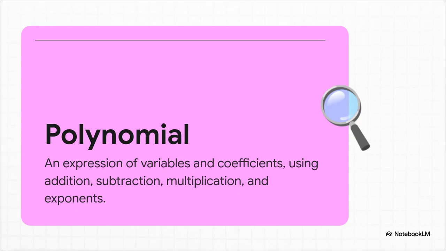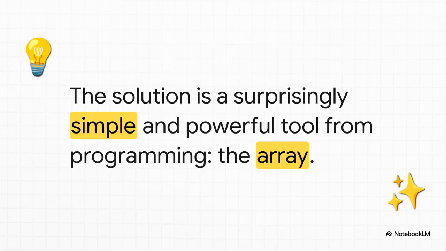Okay, so first, just a super quick refresher. A polynomial is just an expression made of variables, like x, raised to whole number powers, and coefficients, which are just the numbers out front. Then you just add or subtract the terms. Pretty simple stuff. So what's the secret? How do we crack this puzzle? Well, the solution is surprisingly elegant, really powerful, and it's a fundamental tool in programming: the array. It is the perfect data structure for this job.